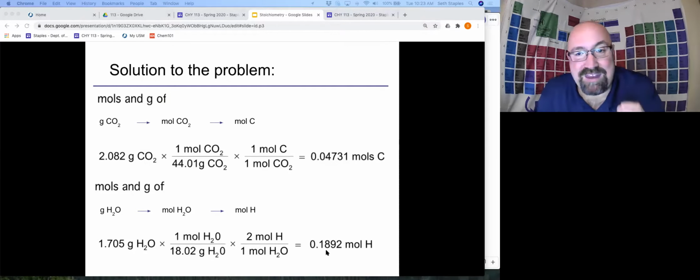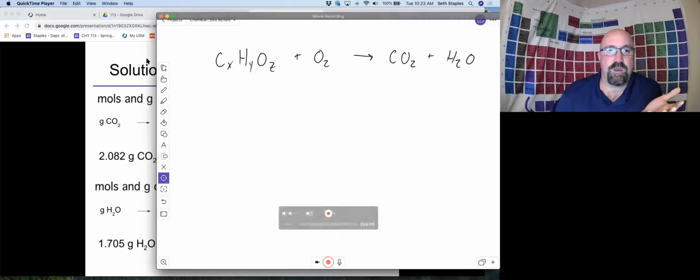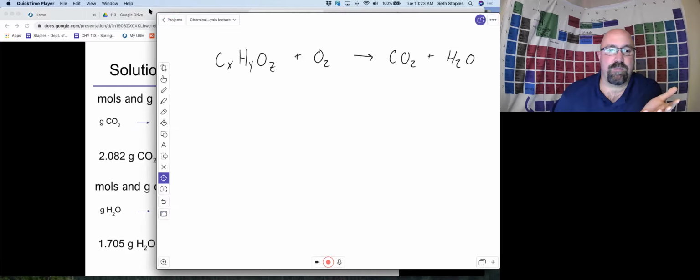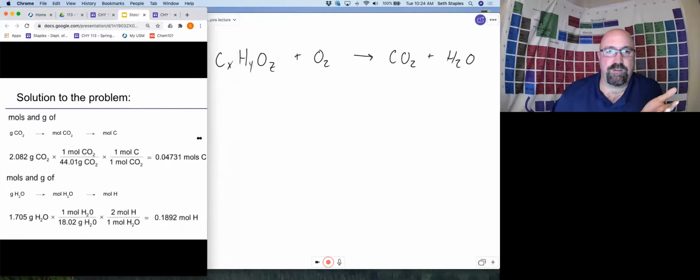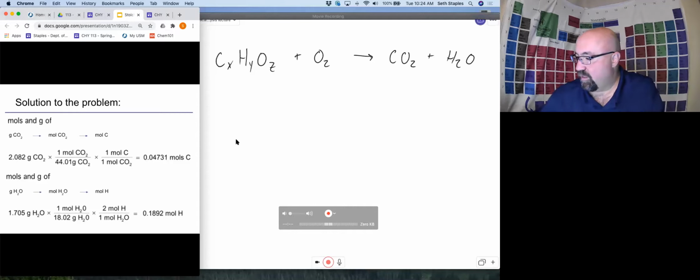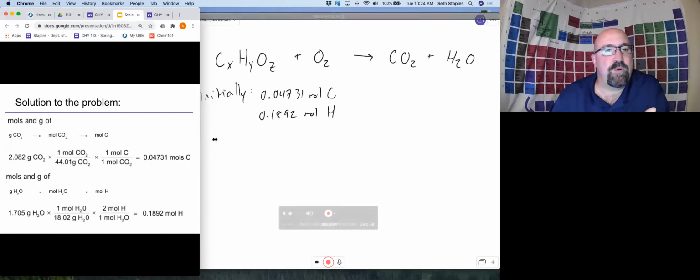Again, those have to be equal to our moles of carbon and our moles of hydrogen that we started with, because the only sources of that carbon and hydrogen had to have come from our hydrocarbon. So if we keep track of that over here, 0.04731, let's shrink that down a little so we can see it. We know that initially we had to have had 0.04731 moles of carbon and 0.1892 moles of hydrogen. We still need to know how many moles of oxygen we had present to begin with, though.